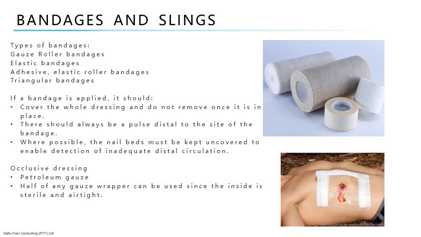An occlusive dressing is an airtight dressing that can be used to treat a sucking chest wound, in which air is sucked into the chest cavity, collapsing the lung. This is known as a pneumothorax. For this use, an occlusive dressing should be taped on 3 sides only, to create a one-way valve. Petroleum gauze, also used as non-adherent dressing, can be used as an occlusive dressing, as well as half of any gauze wrapper, since the inside is sterile and airtight.